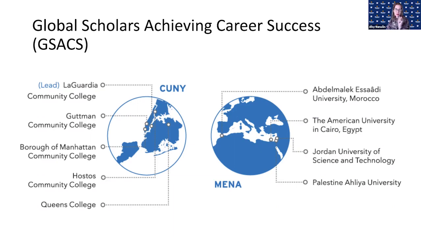And so these are the five CUNYs that are involved, and these are the four universities in the Middle East. So we're right now developing the professional development classes. We're going to have them, as I said, over the summer, and then in the fall and in the spring next year, the classes will run, and then we have it also for the next year. So we're really looking forward to that.